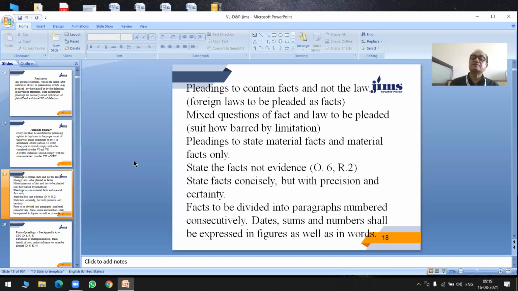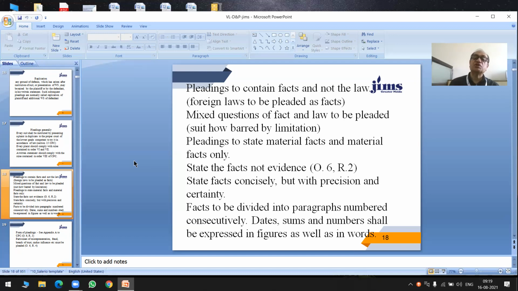Then pleadings should contain the facts and not the law. There are certain fundamental rules for drafting of plaint and WS. And the first and most important rule of drafting is that your pleading should contain facts and not the law. You cannot write legal arguments in your plaint. But foreign laws are equivalent to facts. If you are quoting some foreign legislation, then that foreign legislation has to be pleaded as a fact.